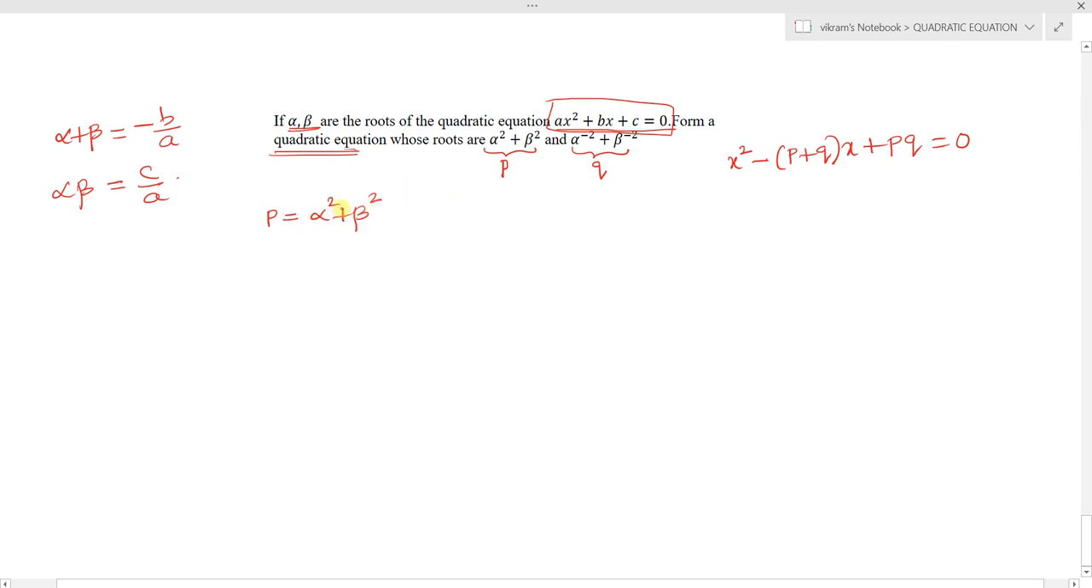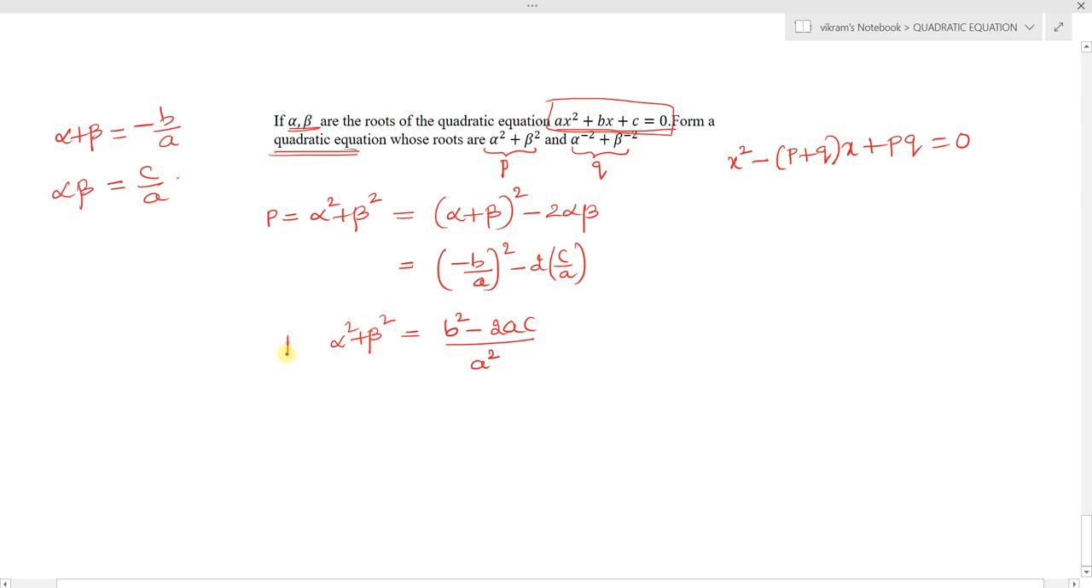Let us consider that root as p. Then what we can write as alpha square plus beta square. So we can write as (alpha plus beta) whole square minus 2 alpha beta, which is equal to (alpha plus beta) whole square, meaning (minus b by a) whole square, minus 2 into c by a. So finally we can write this as (b square minus 2ac) by a square, if we take LCM, which is nothing but alpha square plus beta square, which we consider as the root p.